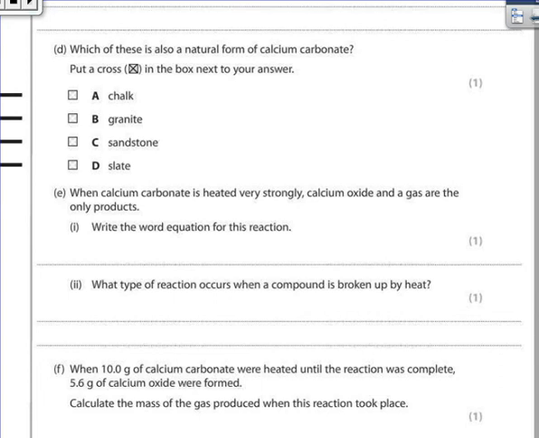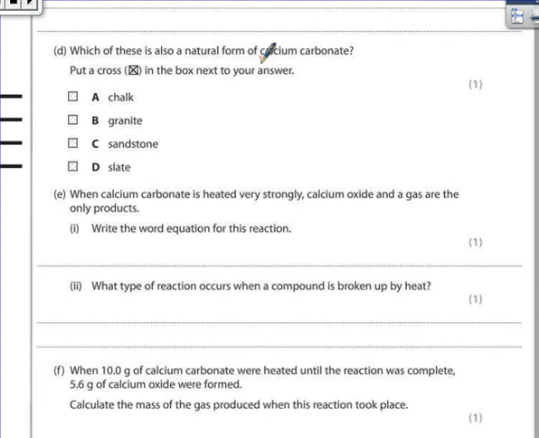Okay, another type of calcium carbonate. So it's chalk, because we also have limestone and marble, which were just referred to in the previous questions.